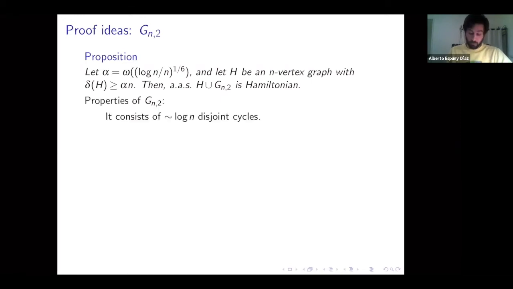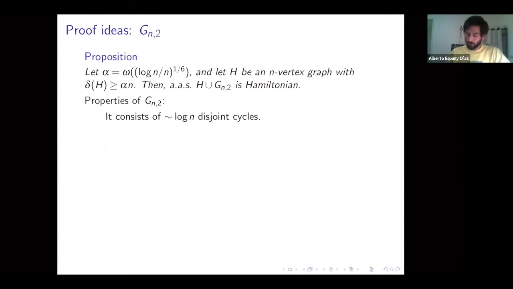So what properties am I interested in, of course? One very important property for us is that when we take a random 2-regular graph, we can show that with very high probability, it basically consists of log n disjoint cycles. So a 2-regular graph is a union of disjoint cycles, and the question is how many there are in a random one, and in the random one, you basically get log n.